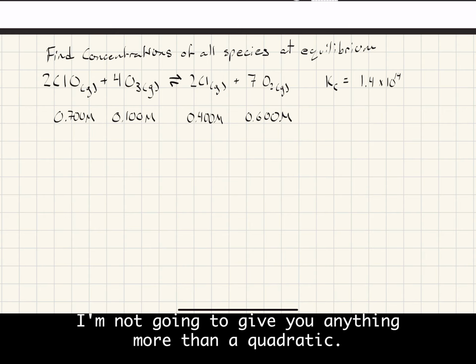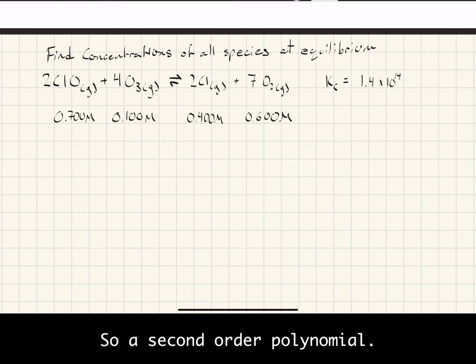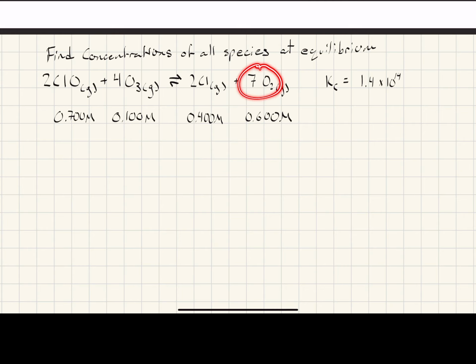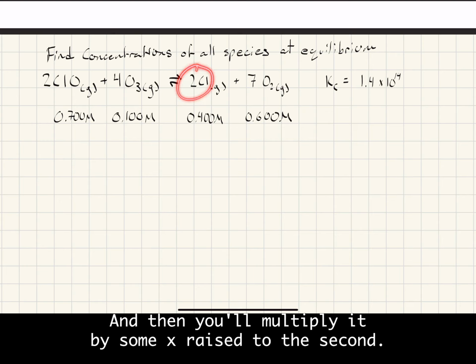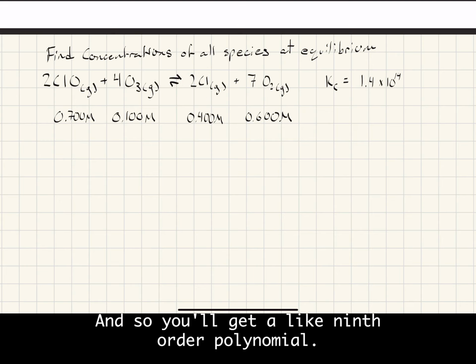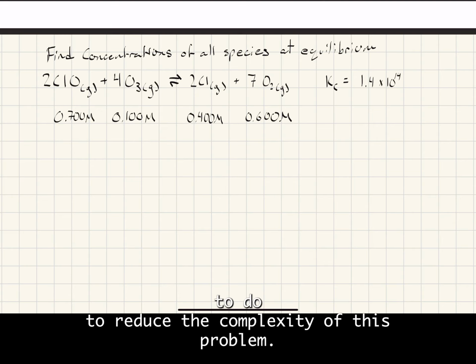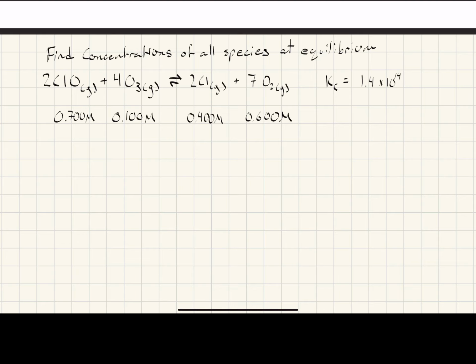And I've already said I'm not going to give you anything more than a quadratic, so a second order polynomial. If you try to solve this as is, this will give you some x raised to the 7th, and then you'll multiply it by some x raised to the 2nd. And so you'll get a ninth order polynomial. So there must be something that I'm expecting you to do to reduce the complexity of this problem.